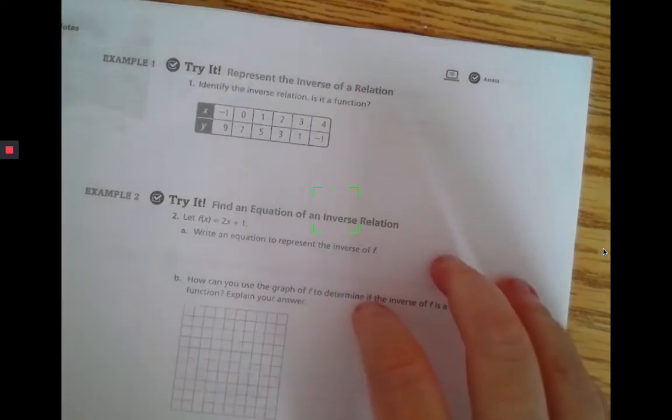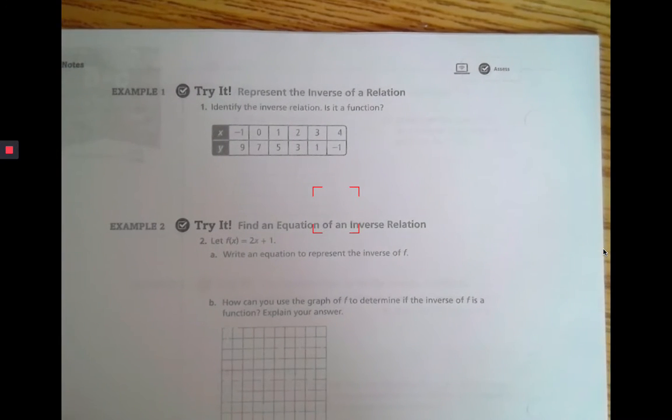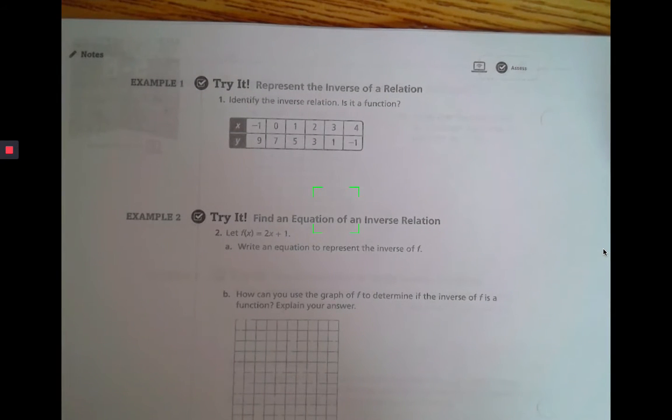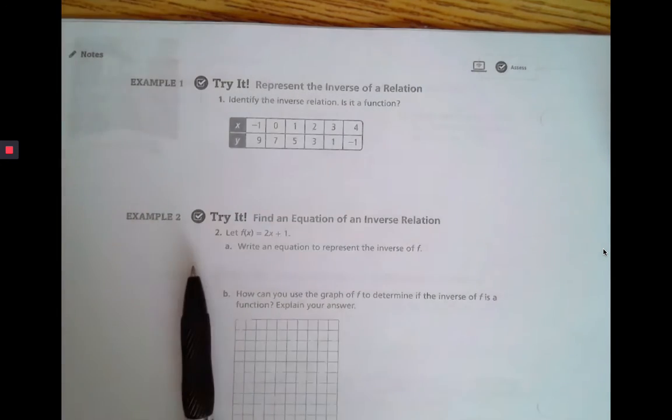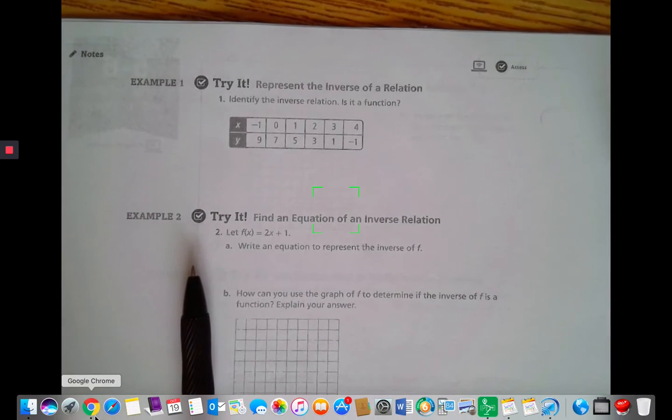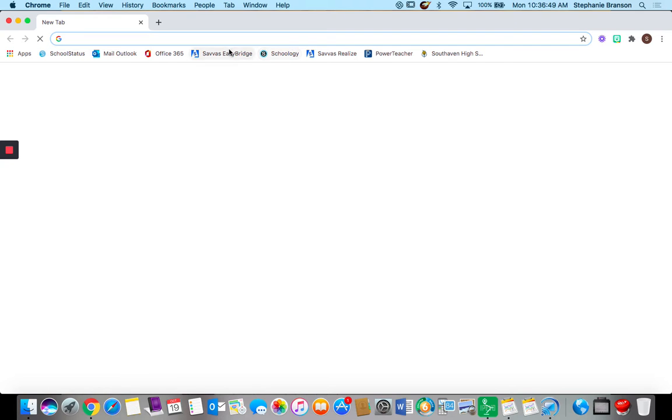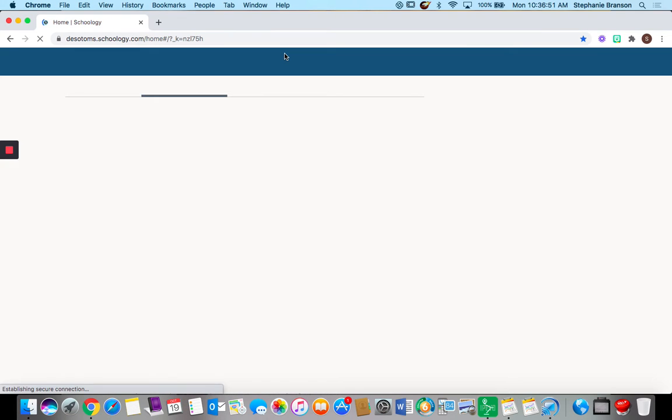All right, we're going to flip over to page 136. This says identify the inverse relation and is it a function? So I'm actually going to pull up our textbook so that you can see where I'm getting this from.